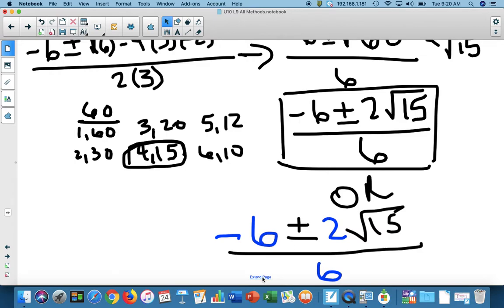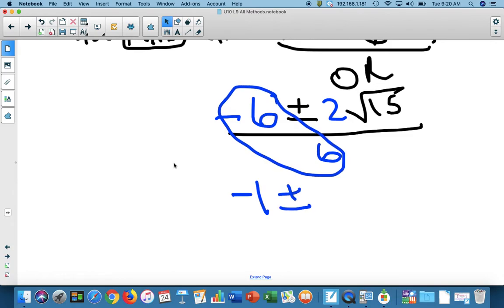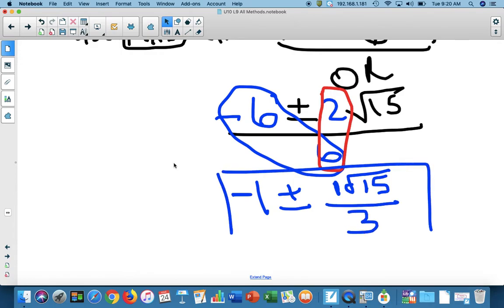And what that would give you, again, I'm sorry it's confusing, what that would give you is negative 1, all right? Because 6 divided by 6 would cancel out, plus or minus, and then when we have this 2 and 6, remember that's kind of like a fraction, so just reduce it to simplest form. 2 and 6 would reduce to 1 over 3, so 1 square root 15 over 3. And that's the other way that they can write the final answer.